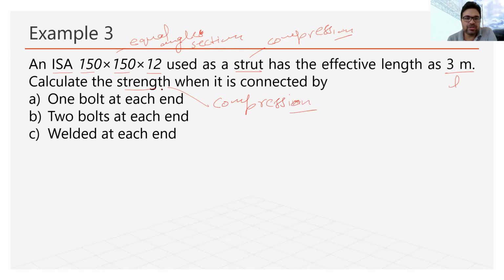And it says calculate the strength when it is connected by one bolt at each end, when it is connected by two bolts at each end, and when it is connected with welded connections at each end. So in all three cases, we will see what is the difference and what is the increase in the strength if they are connected by one bolt, two bolts, or the welded connection. So we will see that.